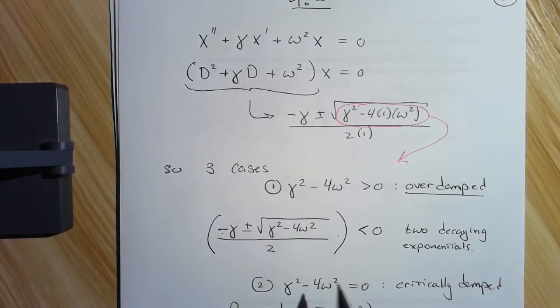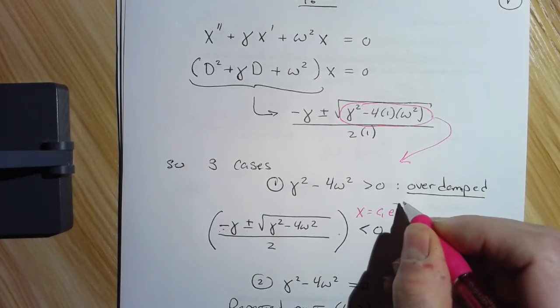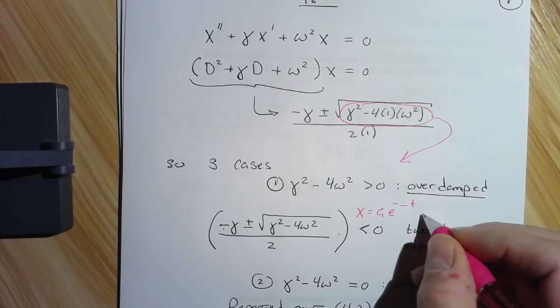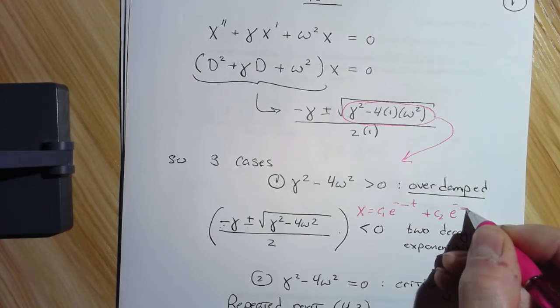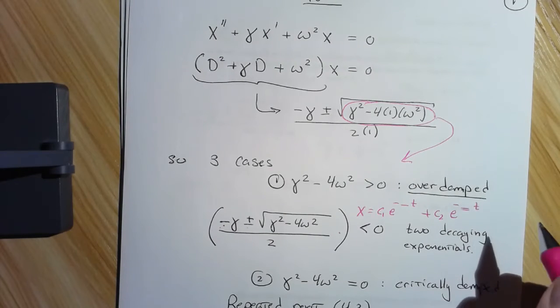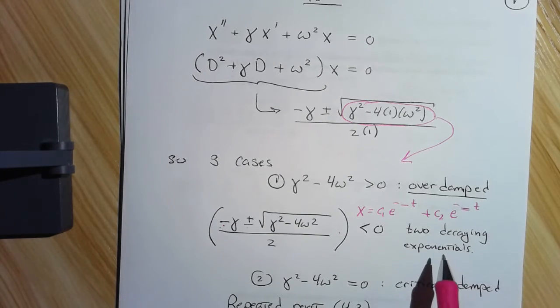And you're going to end up with two decaying exponentials. So it'll be something like x equals c1 e to the something t plus c2 e to the something else. But both of the exponentials are decaying. No oscillations.